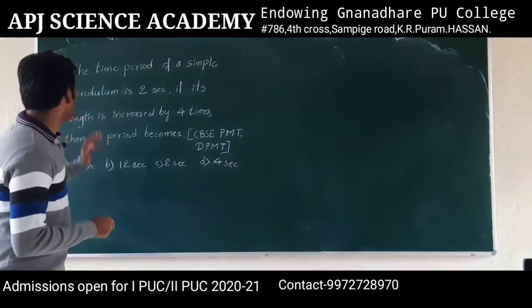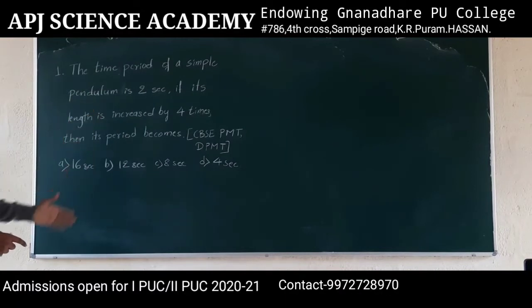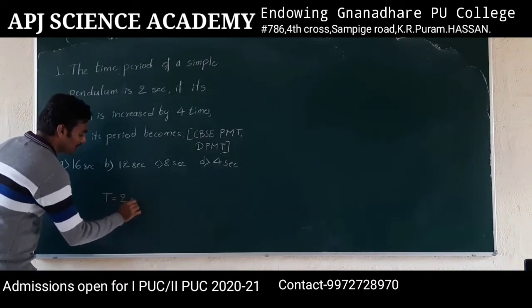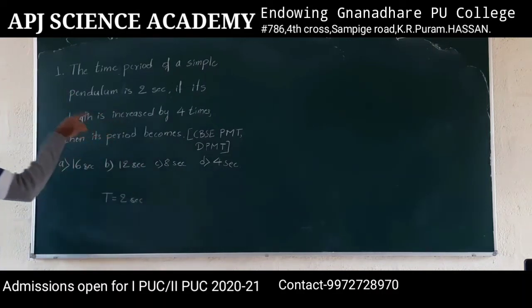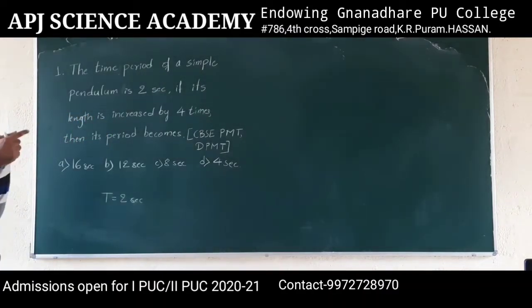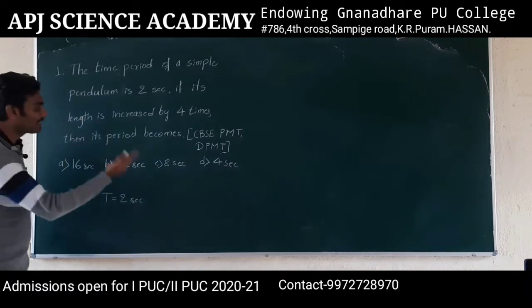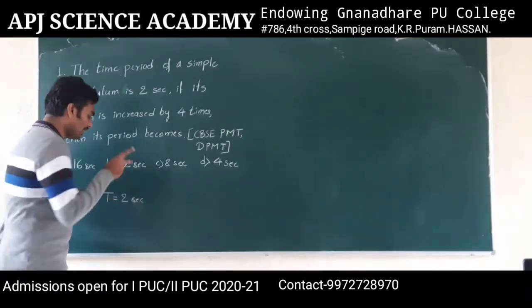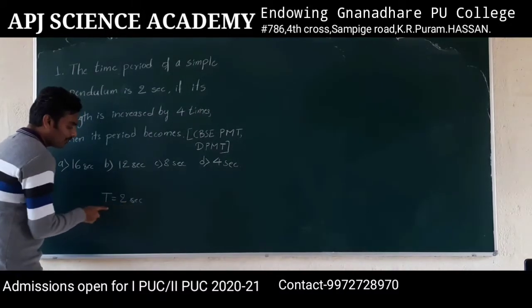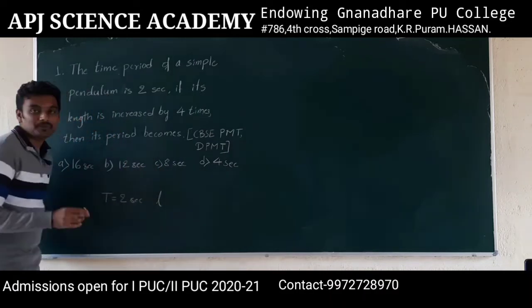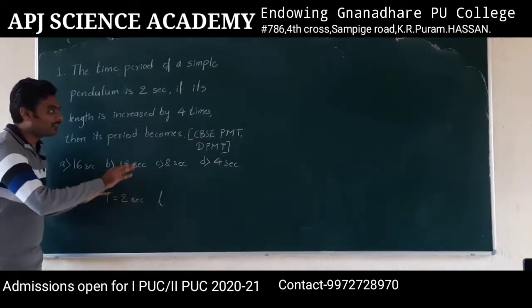The question is as follows: the time period of a simple pendulum is 2 seconds. What is given? The time period of the pendulum is given. How much? 2 seconds. Then if its length is increased by 4 times, which means we have two situations given here. In the first situation, the time period is 2 seconds and we have some length L. We don't know what the length is, but we have some length L.